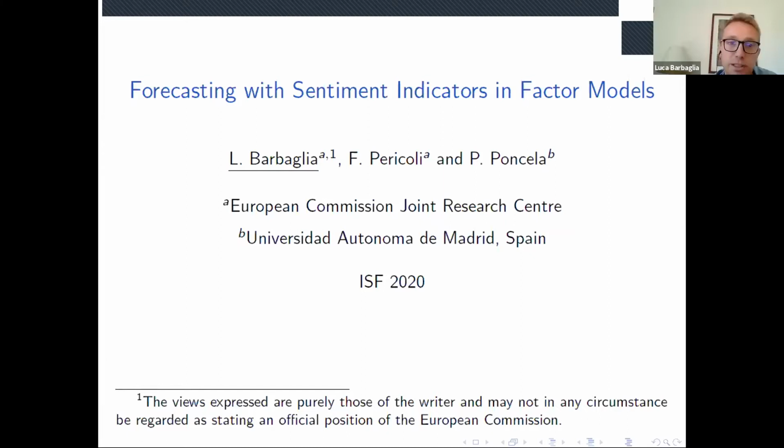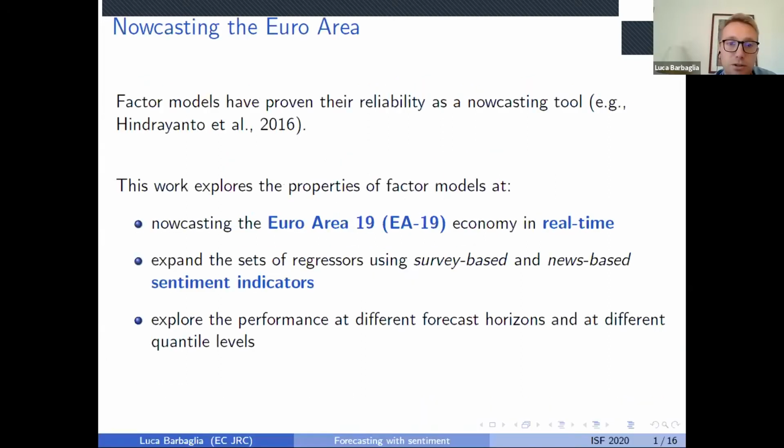This is a preview of what we aim to do in this paper. The goal is quite simple: using factor models as a nowcasting tool for the Euro Area 19 GDP. We want to do that in real time, so we will use a real-time macroeconomic data set. We want to build factors using three different data sets. One is a real-time macroeconomic data set that we get from the OECD.